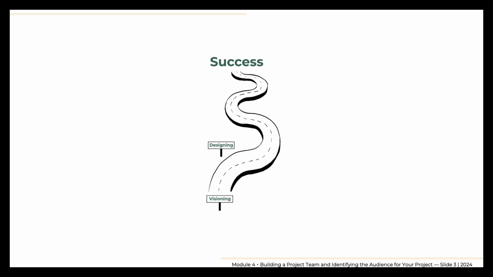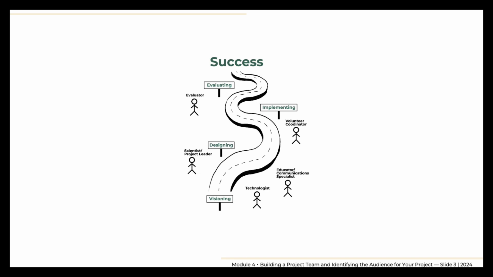Visioning, designing, implementing, and evaluating a citizen science project can be a big job, and pulling it off requires an interdisciplinary team. Few people have the knowledge and expertise to fill all the needed roles, which may be as varied as scientist, education or communication specialist, volunteer coordinator, technologist, and evaluator. Assembling a team early in the design process is critical to success.